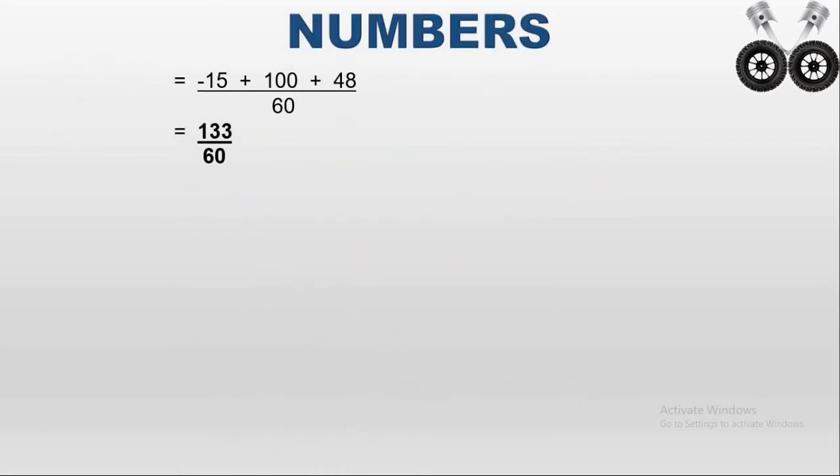Minus 15 plus 100 plus 48 divided by 60. So first we can add 100 and 48. 100 plus 48 is 148. Now we are having two different operators, one is a negative and another one is a positive. So we have to subtract. So 148 minus 15 is 133. So the biggest number is 148. 148 has the positive sign. So the answer is 133 by 60.